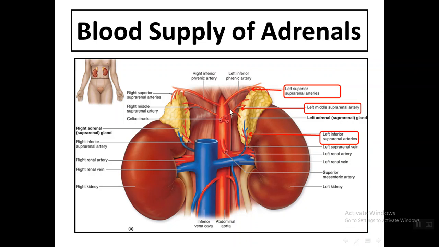These are the arteries supplying the suprarenal or adrenal gland, so it has a very rich blood supply, but the venous drainage is from a single suprarenal vein that drains on the right side to the inferior vena cava, and on the left side into the left renal vein.